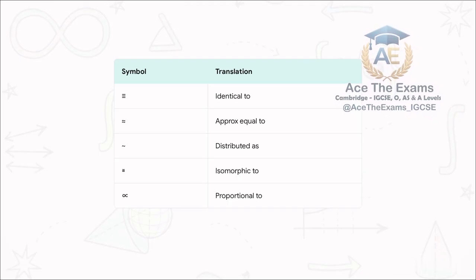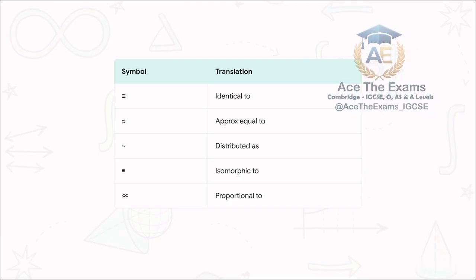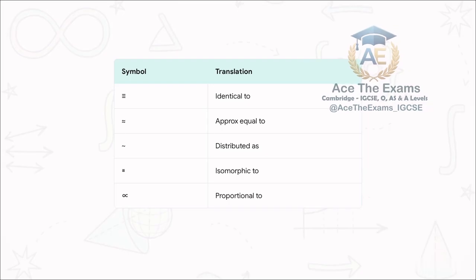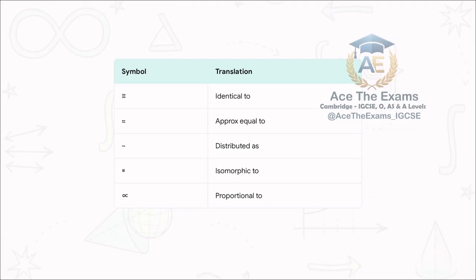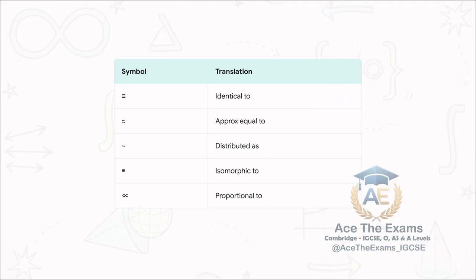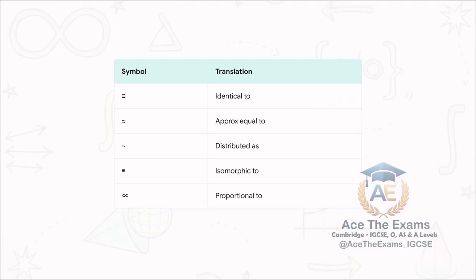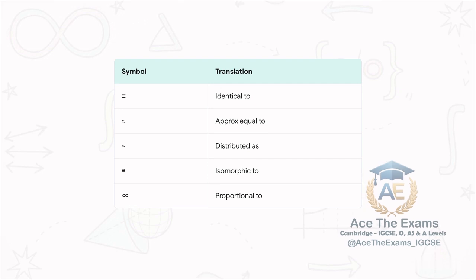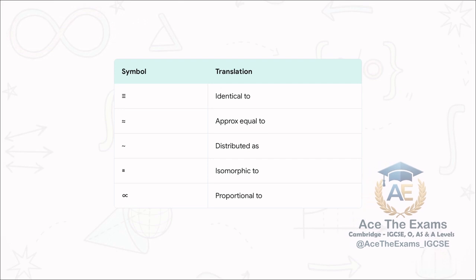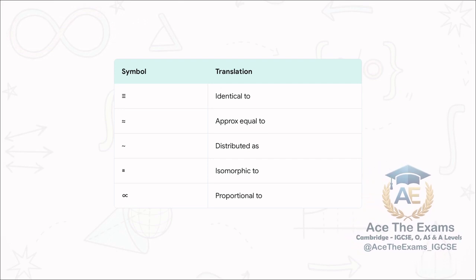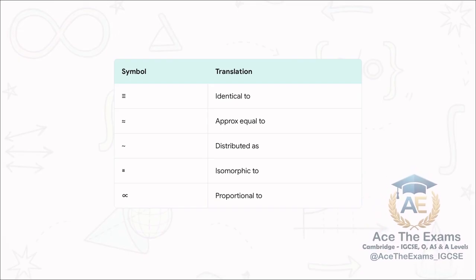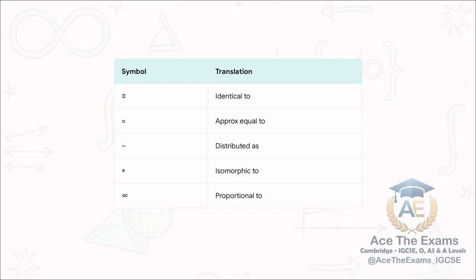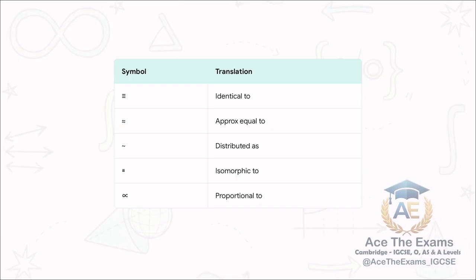Look at the three horizontal lines on your screen. That doesn't just mean equals, it means identical to or congruent to. It's a much stronger statement. The squiggly lines, that translates to approximately equal to, which is absolutely crucial when you're rounding in your final steps. A single tilde tells us something is distributed as, which you'll see in statistics. Adding an equal sign under that tilde means is isomorphic to. And then, look at that little fish-like symbol at the bottom. That translates directly to is proportional to.